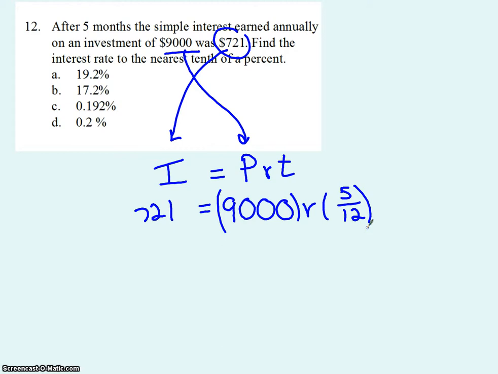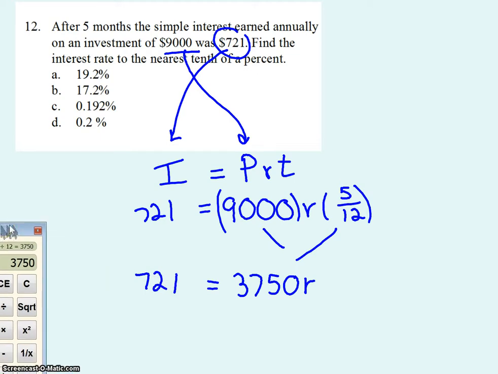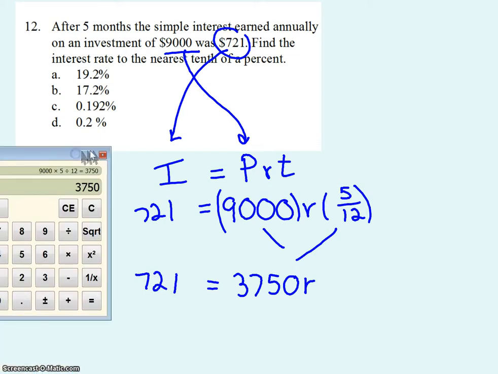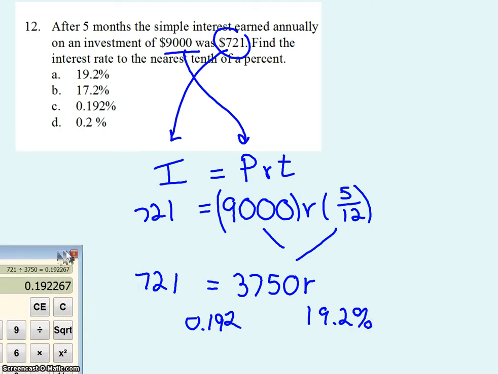So now I'm going to multiply these two numbers together. 9,000 times 5/12 is 3750. Now I can solve for R by taking 721 divided by 3750. And I get 0.1922 or so, which is about 19.2%. So that tells me the answer is A.